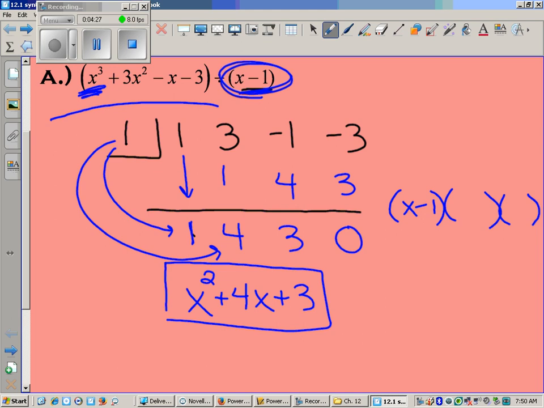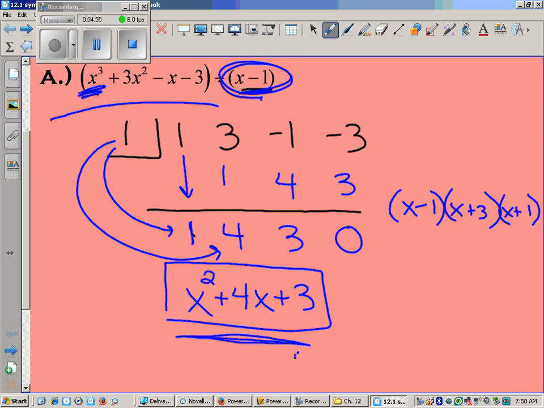How would you do it? Factor what? My answer. So I had to use my x minus 1 to do my synthetic division, and I get this new polynomial. So then what can we do with this new polynomial to make it look smaller into little factors? Factor it. What numbers multiply to 3 that when you add them you get 4? 3 and 1.